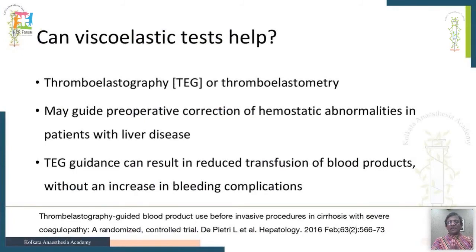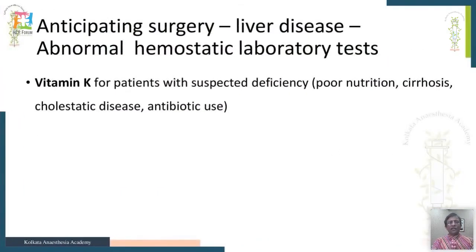Possibly viscoelastic tests are of great help in patients with hepatic dysfunction. These are things like TEG or thromboelastometry, and they might guide you in correcting the abnormalities in these patients with liver disease. It has been seen in the literature that TEG guidance has decreased perioperative bleeding and reduced the transfusion of blood products.